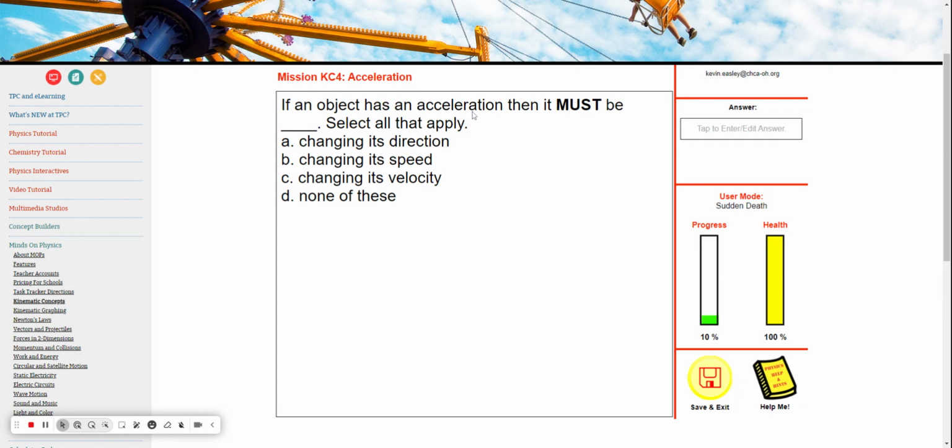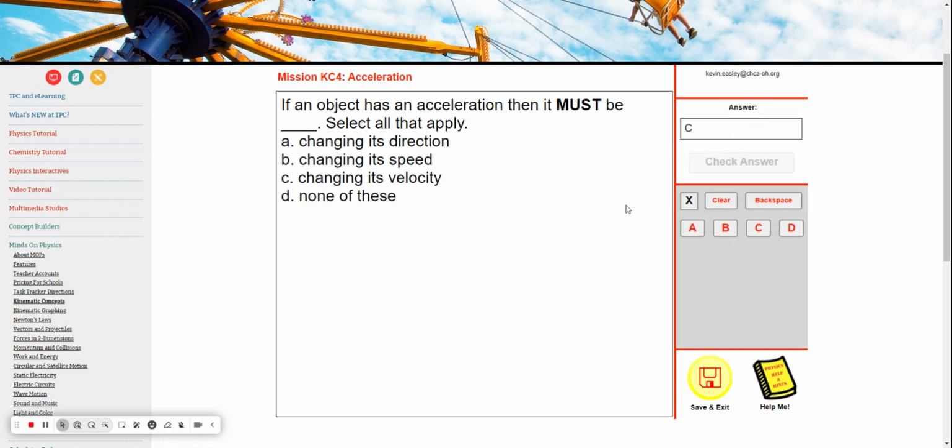If an object has an acceleration, then it must be changing its direction, changing its speed, changing its velocity, or none of these. What's definitely C, because by definition, acceleration is the rate of change of velocity. So it is C, it's definitely not D.